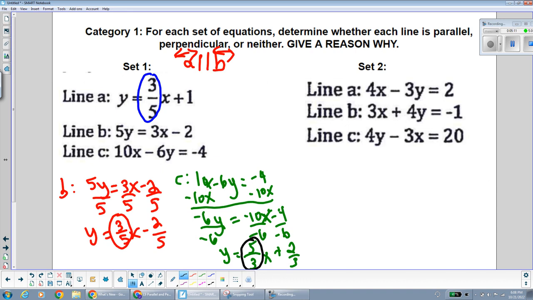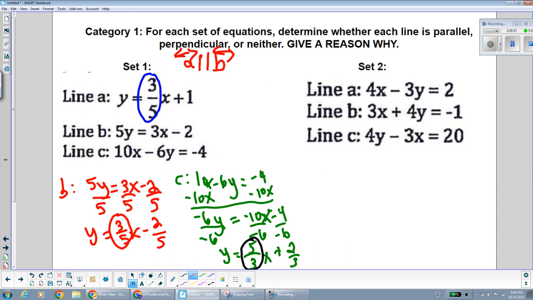Now you might be thinking, oh, that's the reciprocal of the slopes in line A and B. If you flip 3 over 5, you do get 5 over 3. But is it the opposite reciprocal? It is not, because the sign didn't change. So we can't say that line C is perpendicular to lines A and B because it doesn't have an opposite reciprocal slope, just a reciprocal slope. So I would say that line C does not have a relationship to line A and B. It has a neither relationship. Okay, set 2 real quick.